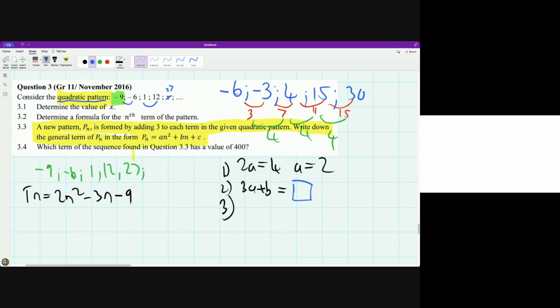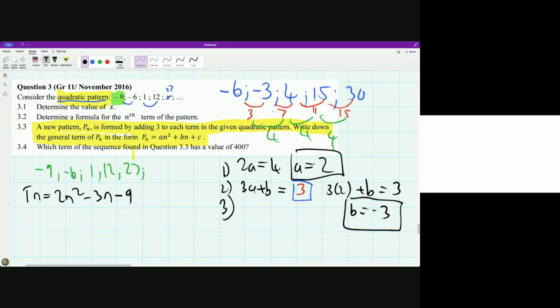So in this new pattern, the first difference is just 3. So what I have here is 3 times 2 plus b equals 3. B is minus 3. Can I have a thumbs up if you agree with my b? So far, even though I've added 3, the term hasn't changed at all. There must be some difference, surely. So I go a plus b plus c. What's a plus b plus c equal to?